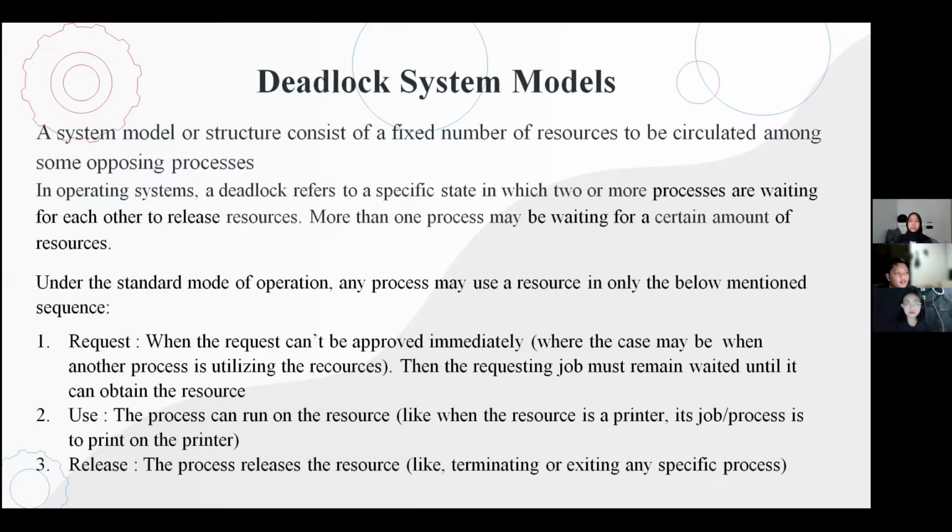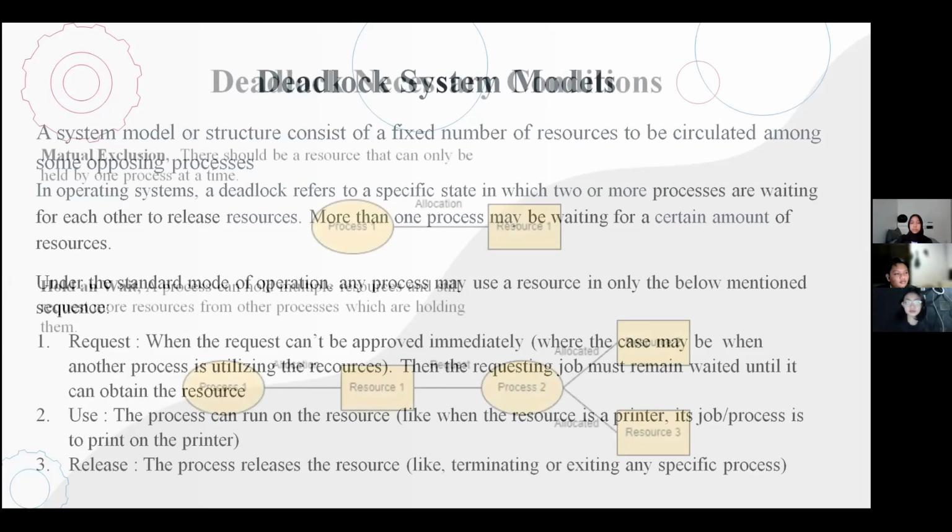The first one is request. When the request cannot be approved immediately, as may be the case when another process is utilizing the resources, then the requested job must remain waiting until it can obtain the resource. Second one is use. The process can operate on the resource, like where the resource is a printer, its job or process is to print on the printer. Third one is release. The process releases the resource, like terminating or exiting any specific processes.